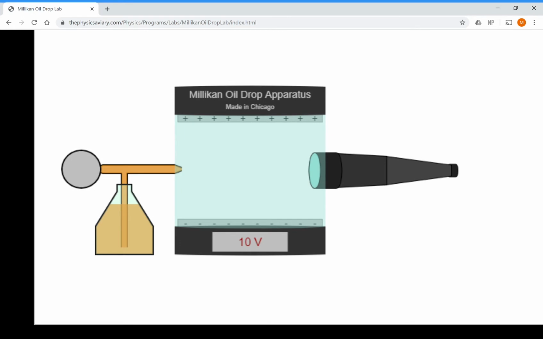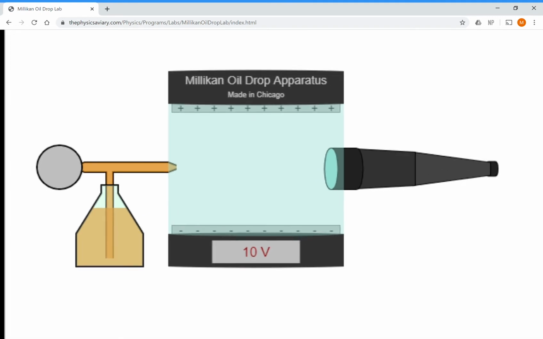What he did was he took a pair of parallel plates, okay, and you'll notice in this case the top plate is positive, the bottom plate is negatively charged, okay, and what he did was he sprayed drops of oil, really tiny drops of oil into the apparatus, and he sprayed it through a hole that was in the wall of a little cylindrical chamber.